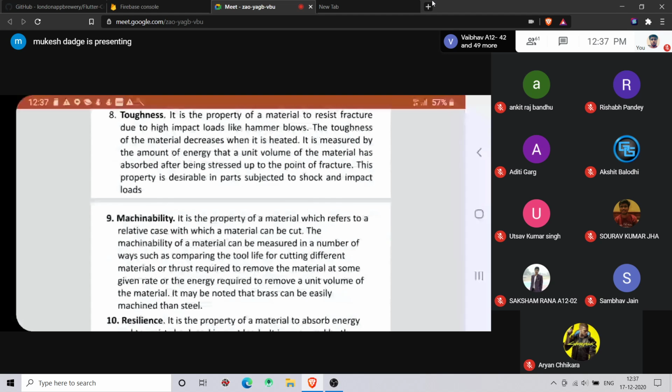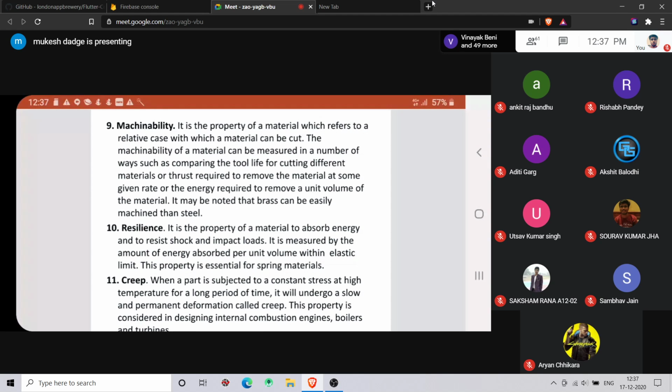The next one is machinability. It is the property of a material which refers to the relative ease with which a material can be cut. Right? The machinability of a material can be measured in a number of ways, such as comparing the tool life for cutting different materials. So machinability is about machining, right? Easy to cut, that is its machinability property.